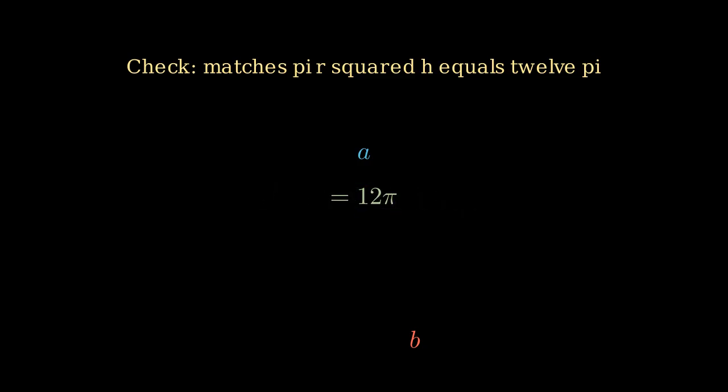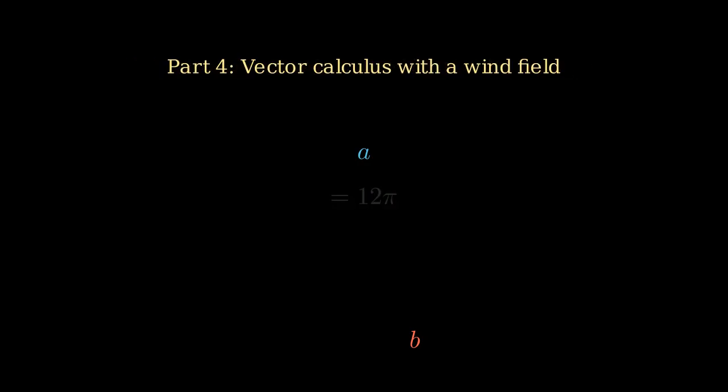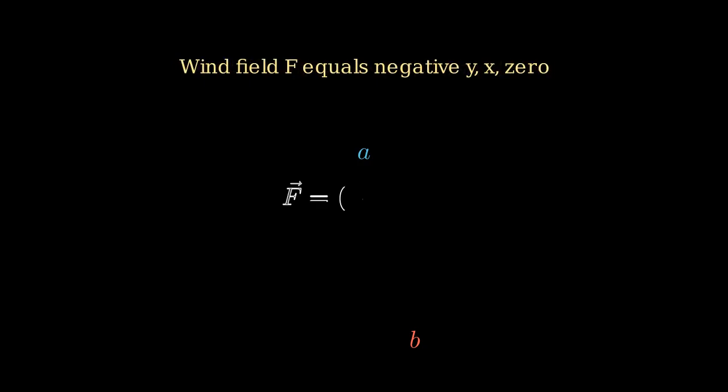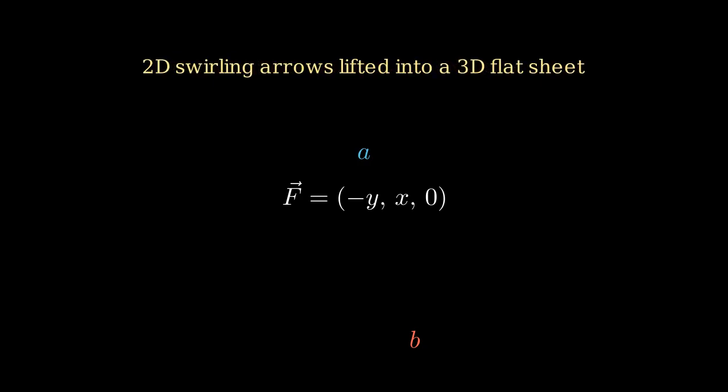Part 4, Vector Calculus. We finish by exploring a wind field using line integrals, divergence, curl, and 2 major theorems. Let the wind field F equal the vector negative y, x, 0. First, picture this field in 2 dimensions as arrows swirling counterclockwise around the origin, then lift that same picture into 3 dimensions as a flat swirling sheet of arrows in the xy plane.